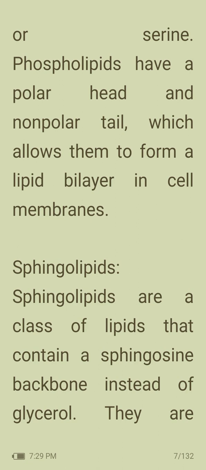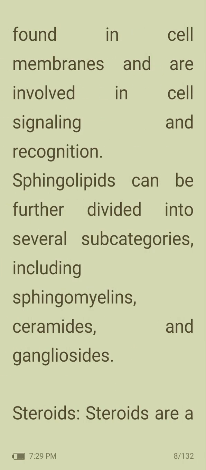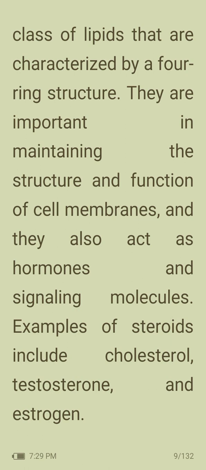Sphingolipids are a class of lipids that contain a sphingosine backbone instead of glycerol. They are found in cell membranes and are involved in cell signaling and recognition. Sphingolipids can be further divided into several subcategories, including sphingomyelins, ceramides, and gangliosides.